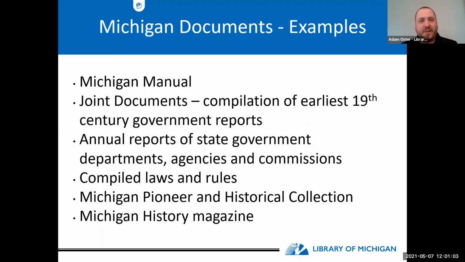Different examples of things that we have: the Michigan Manual, which is the yearly publication that lists the rules of state government, members of the legislature, and a list of all the different departments. It's really cool. They're all bright red for us, so you can see them on the shelves, like this whole wall shelf full of red books that goes back a long period of time.